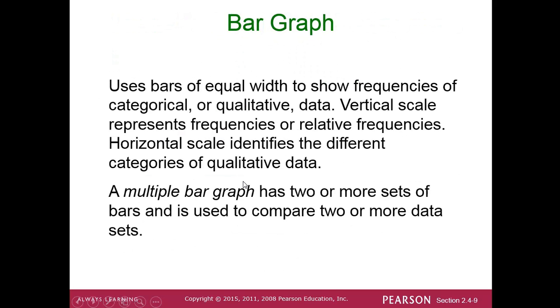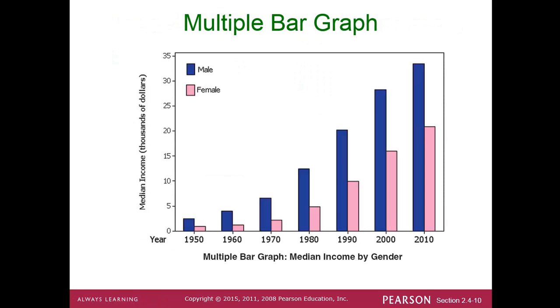Bar graphs you're probably very familiar with. These use bars of equal width to show frequencies of data. Typically, they're going to have gaps between the bars, and you could even have multiple bar graphs where you're showing two or more sets of data. It's easy to take a quick visual, for example, males and females, and looking at median income as time passes.